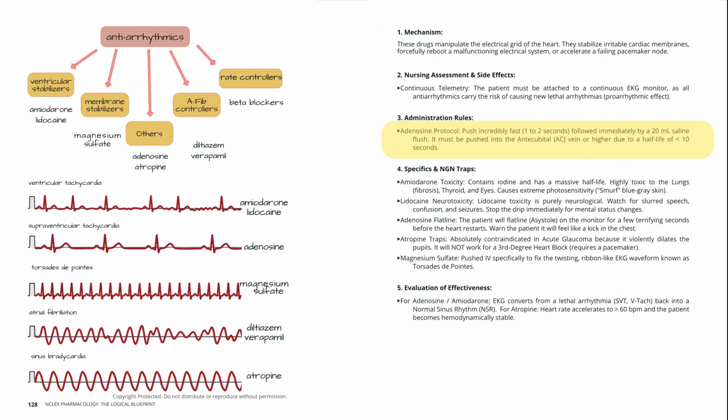A quick rundown here. Adenosine gets pushed fast, 1 to 2 seconds, into an antecubital vein, followed immediately by a rapid saline flush. Amiodarone is toxic to the lungs, thyroid, and eyes, and can turn the skin a blue-gray color over time. Lidocaine toxicity shows up as slurred speech and seizures. Atropine is contraindicated in acute glaucoma, and it won't work on a third-degree heart block. And magnesium sulfate is your drug of choice for torsades de pointes.